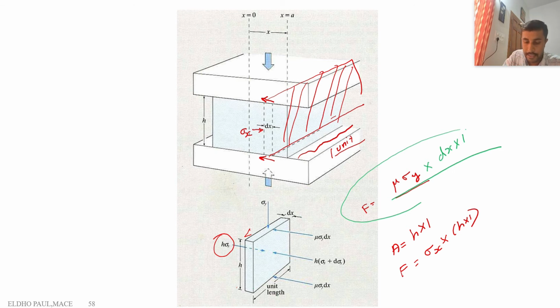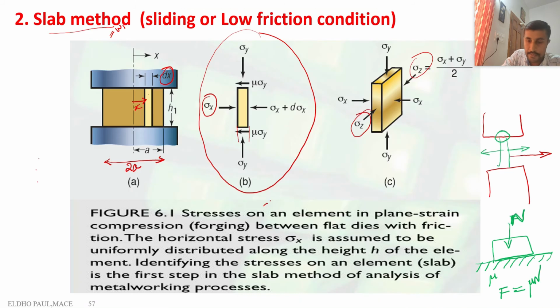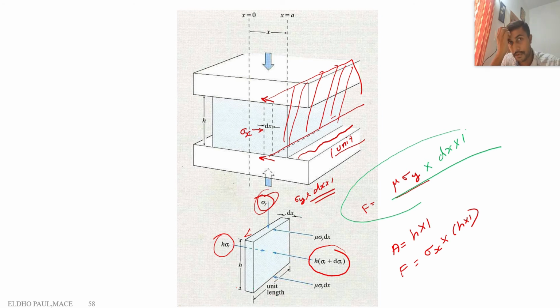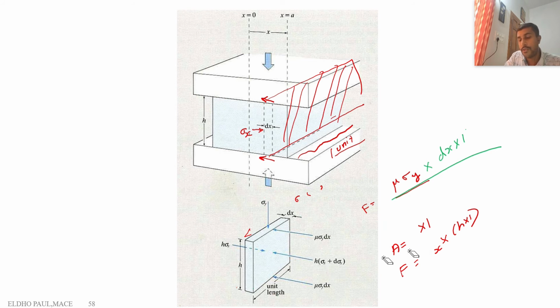Similarly, on this side, we have sigma x plus d sigma x, so we can write sigma x plus d sigma x into h into 1. And here also we convert into force: sigma y into the area dx into 1. So we convert all the stress values into force values.